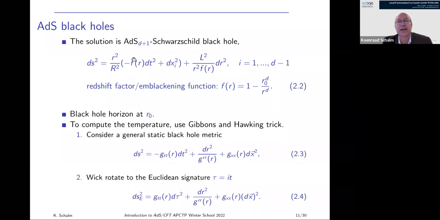But the other two parts, this emblackening factor f of r in front of the dt squared and in front of the dr squared, are very similar to the AdS Schwarzschild black hole. This capital L should have been a capital R, my apologies. This is the AdS radius. There's one crucial point, which is that I've written this here in Poincare coordinates, and the blackening function is of the following type, where R naught characterizes the horizon. That's precisely where f of r is 0. And if you recall, that's precisely what defines the horizon, when the g_tt is equal to 0.